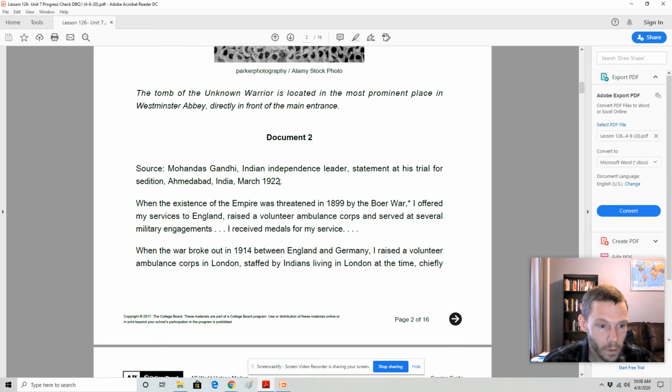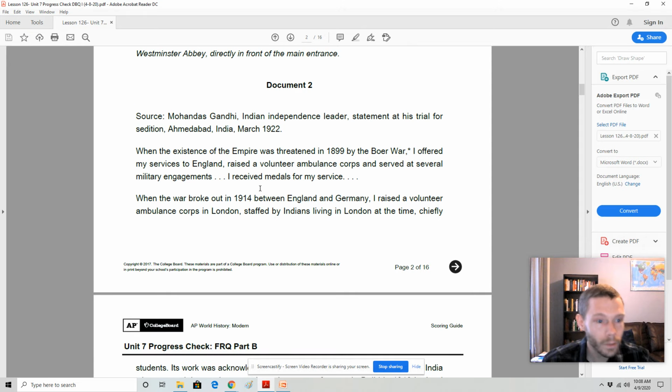Okay, document 2. This is from Mohandas Gandhi, who is the Indian independence leader. Statement at his trial for sedition. Sedition is very similar to treason. In Ahmedabad, India, March 1922. So when you read through this document, Gandhi is speaking about the Boer War between the Dutch and the British, 1899. He's talking about how he volunteered, he raised a volunteer ambulance corps, etc.